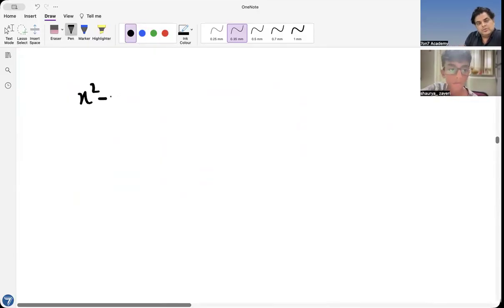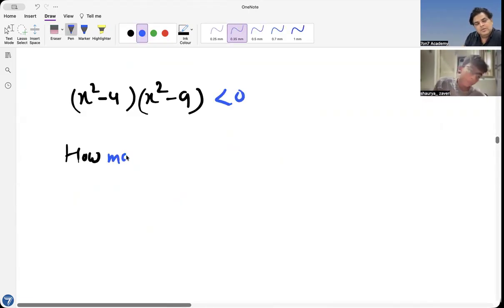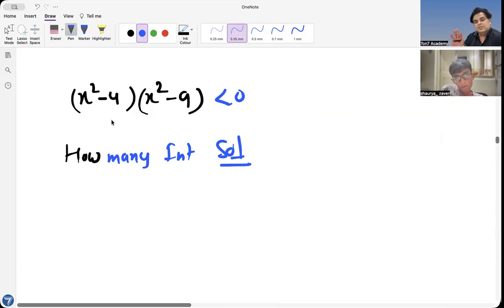So take x square minus 4. This type is like oral sums only. Many questions can be made from this, with more than 0. So how many integral solutions? Less than 0, sorry. How many integral solutions, meaning how many integer values will satisfy that?